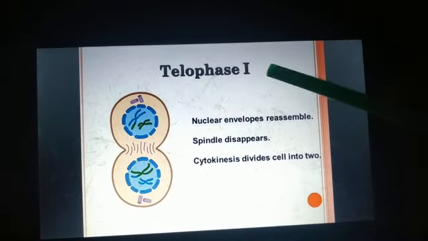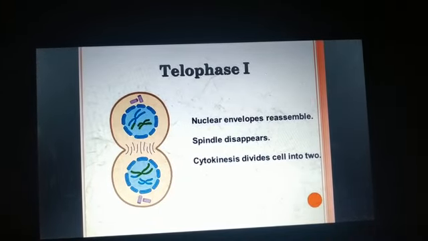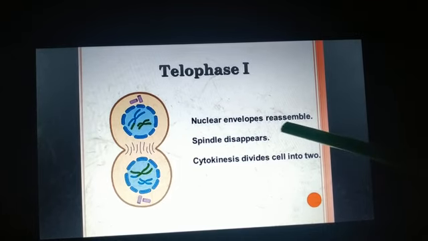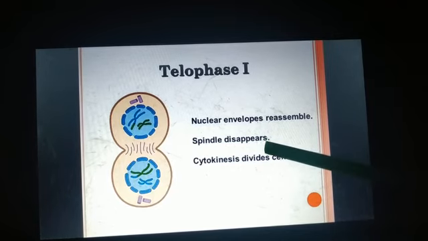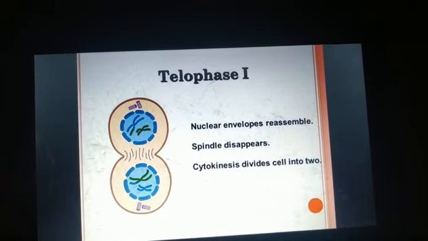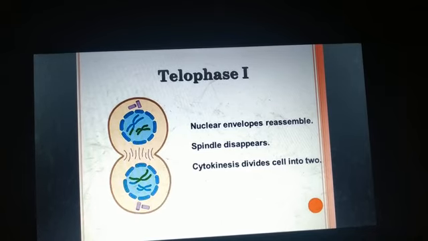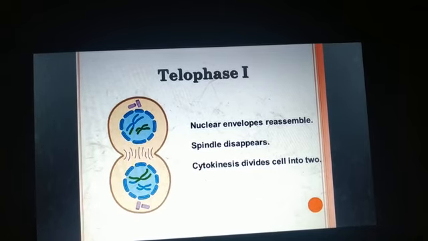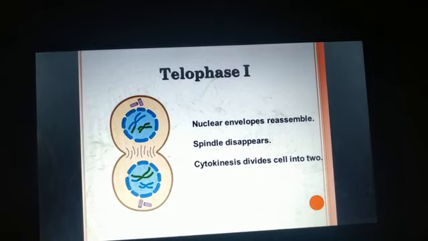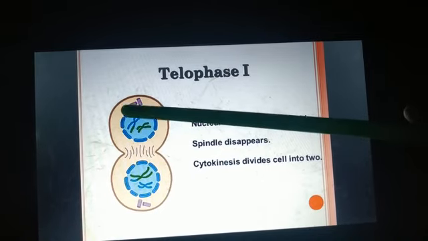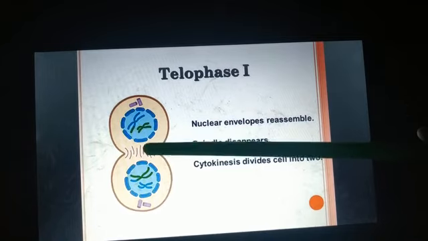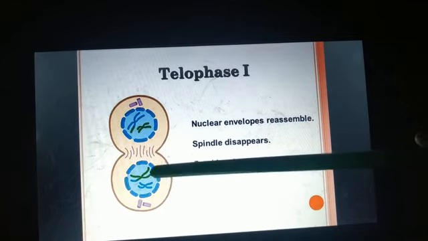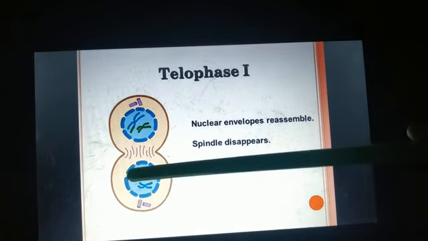The next phase is telophase 1. Here the nuclear envelopes will reassemble, the nucleolus will reappear, the spindle fibers disappear, and the chromosomes decondense. So you can see here the nuclear envelope is reappearing in this, and here also the nuclear envelope is reappearing.